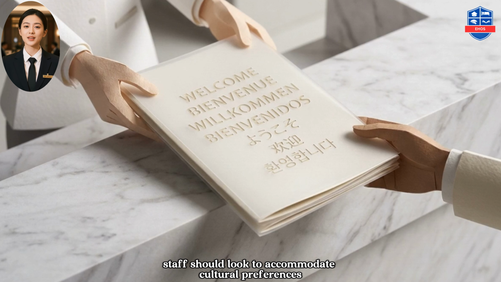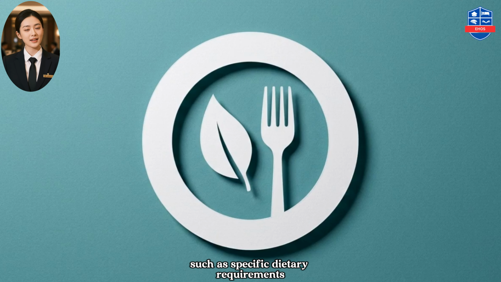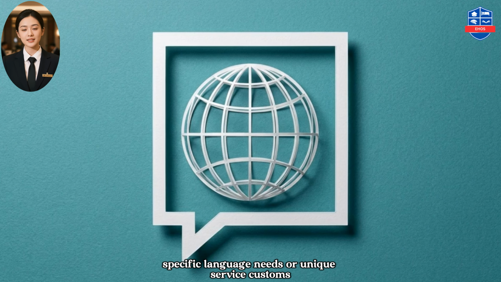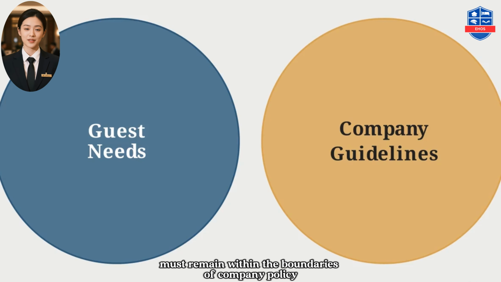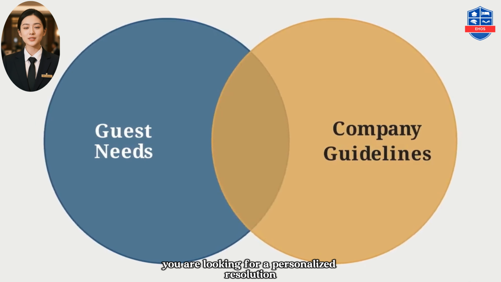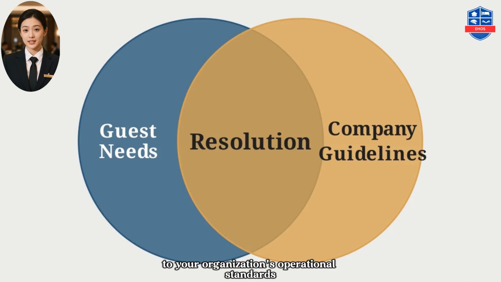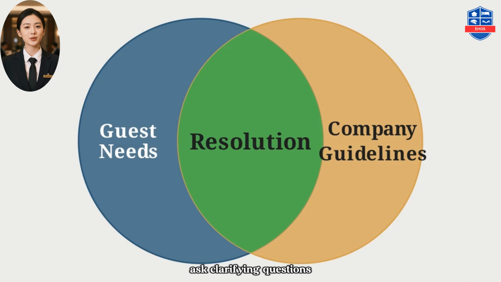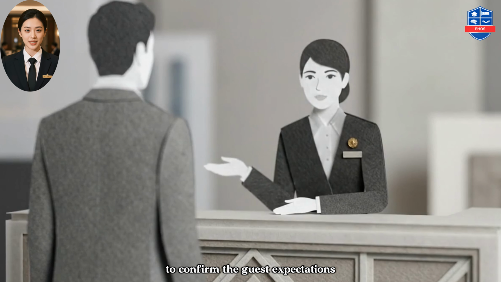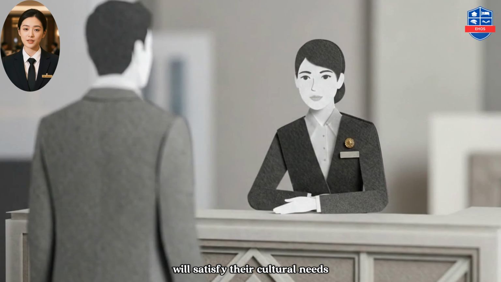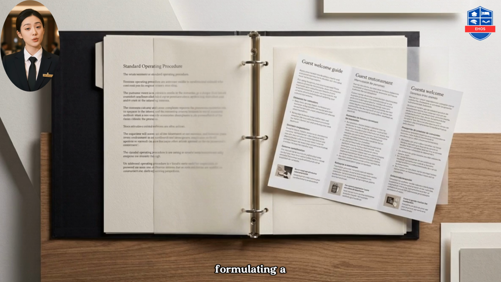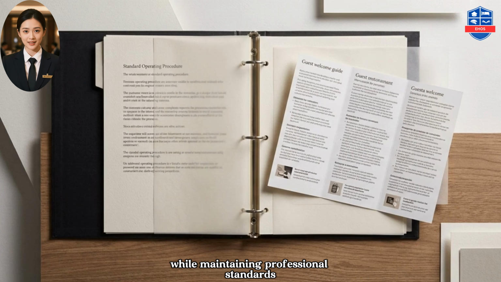Staff should look to accommodate cultural preferences, such as specific dietary requirements, specific language needs, or unique service customs. These accommodations must remain within the boundaries of company policy. You are looking for a personalized resolution that adheres to your organization's operational standards. Ask clarifying questions to confirm the guest's expectations. Do not assume you know which specific resolution will satisfy their cultural needs. Formulating a solution that respects cultural preferences while staying within company guardrails helps resolve the conflict while maintaining professional standards.